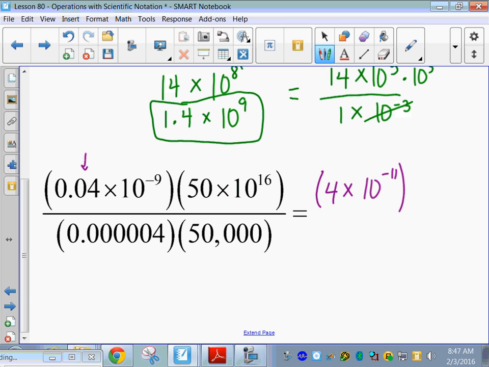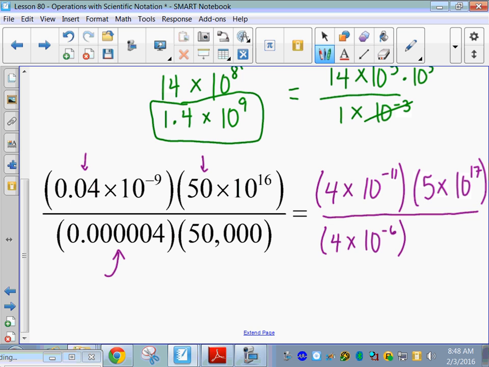Okay, now I've got 50. I got to rewrite 50. So, Evan, how would I rewrite 50? Good. He already is adding it to that 16, right? It's only one spot, so I'm going to add it. And we now have 5 times 10 to the 17. Okay, Lucas, how would I rewrite this one right here? Good, I agree. And this one, Drew, how would I rewrite 50,000? Good.